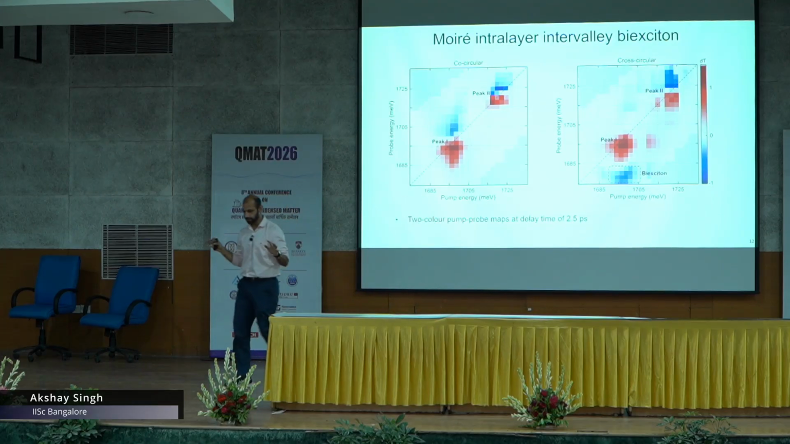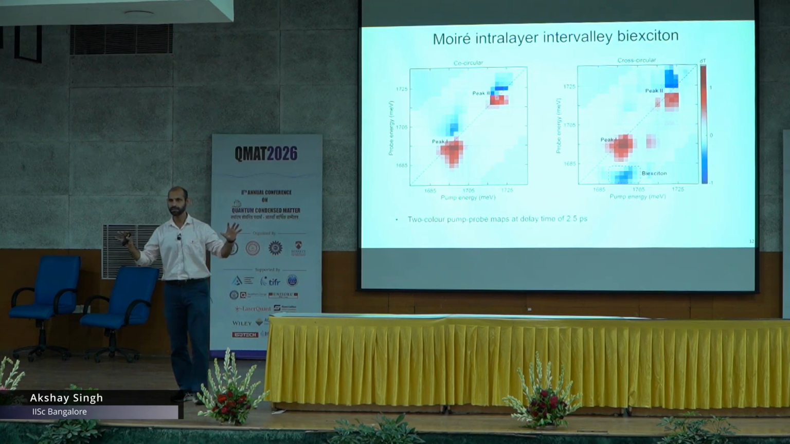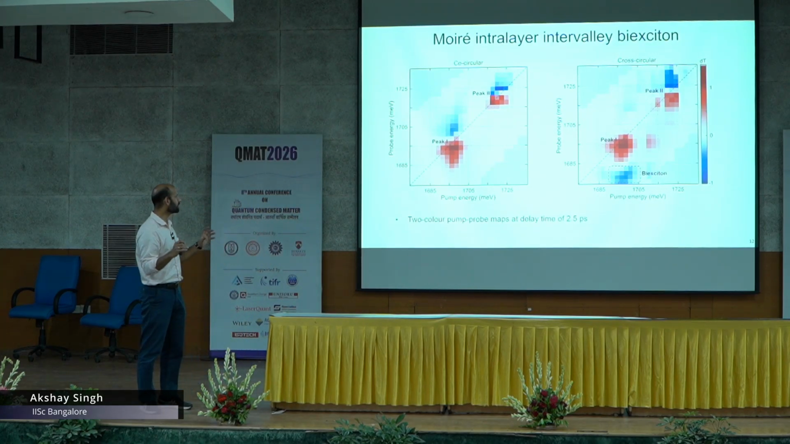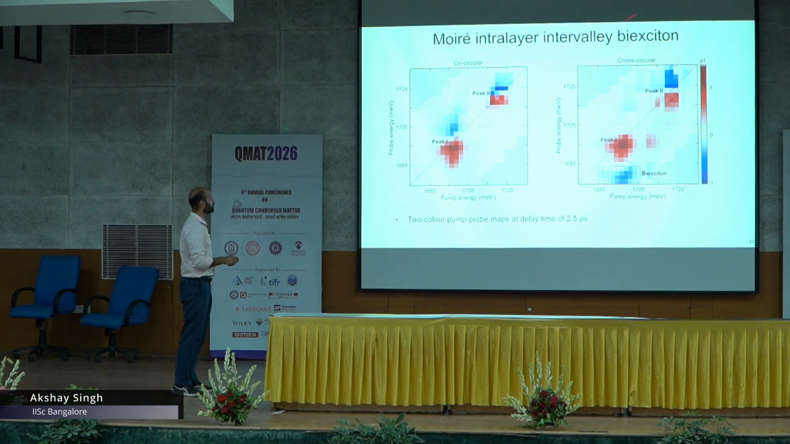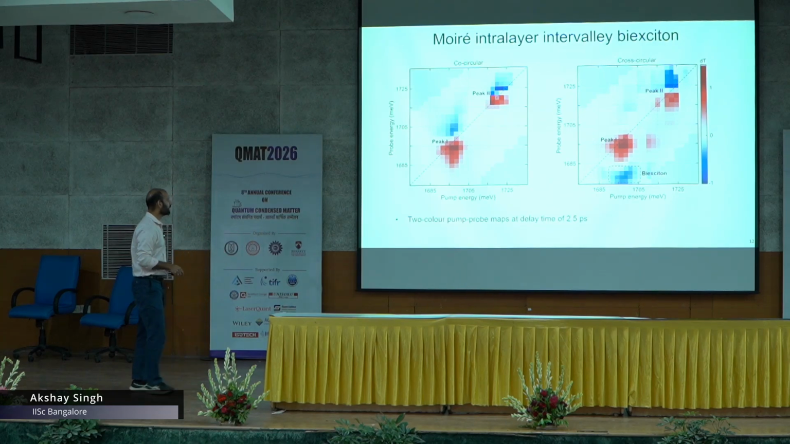So what this means is the pump comes in, excites the system, the probe comes in, and instead of reduced absorption, it actually absorbs more. So you're able to create this higher order excitonic complex, which is called a biexciton, and this is a Moiré intralayer inter-valley biexciton. It's inter-valley because when we have pump and probe cross with each other, we are able to generate this. And the binding energy is about 16 meV.